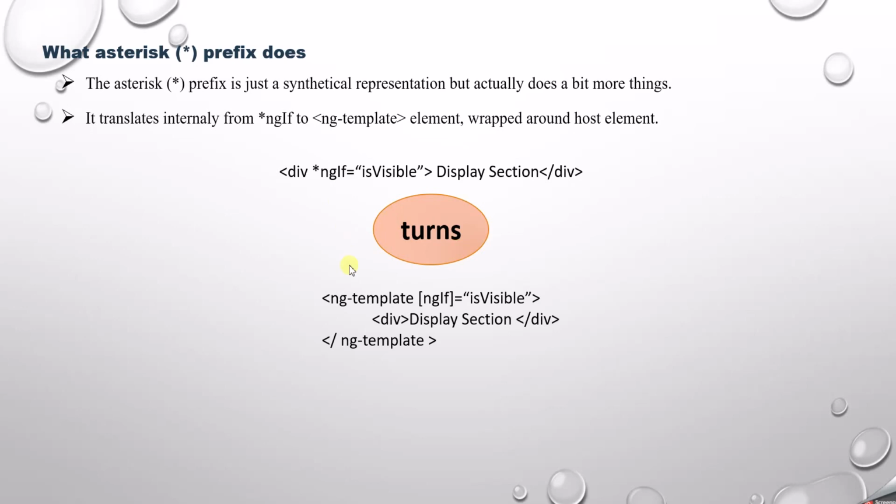So ngIf is going to render the hosted element, the div, into an ng-template, and ngIf is going to be a property. This is nothing but your property binding. If it is true, then display it. If it is not true, then don't display it. So that's it. Now let me prove this as well.